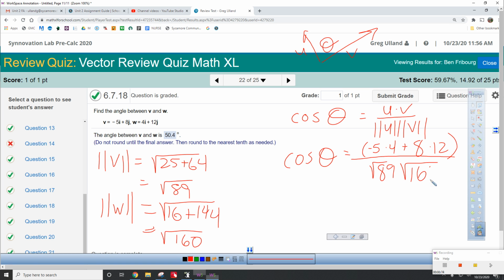So look, this looks super complicated and confusing. You're just saying that the cosine of theta is -20 plus 96, I think. Is it 76 on top? Okay, and what's radical 89 times radical 160? Just give it to me as a funky decimal.